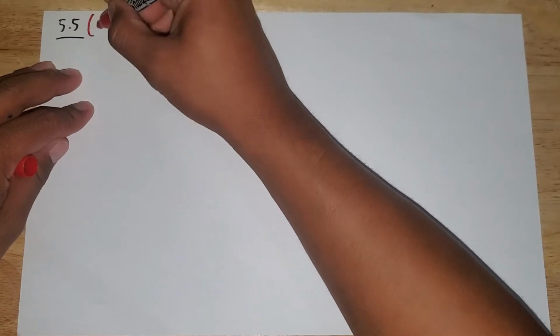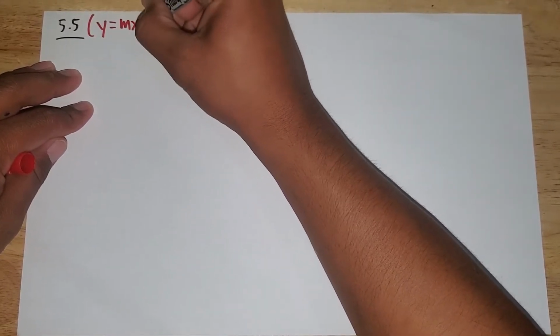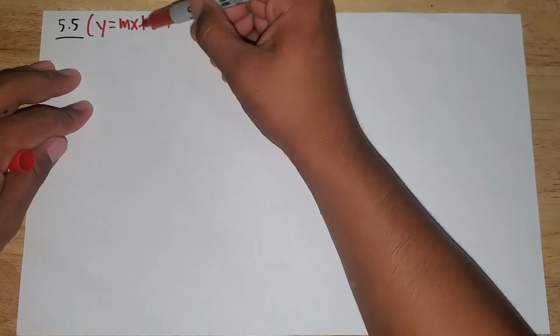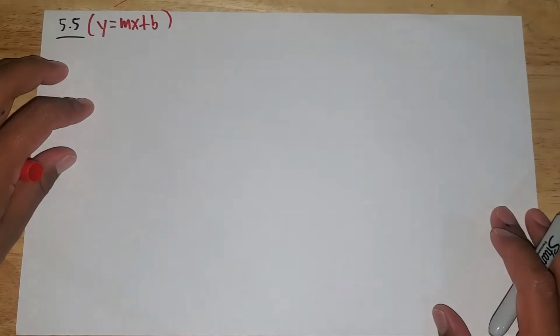The section is inequalities and systems of inequalities in two variables. The reason why is because we're going to have the two variables as x and y. And we're going to need this again, y equals mx plus b. We're going to have to remember how to graph using the slope-intercept form.